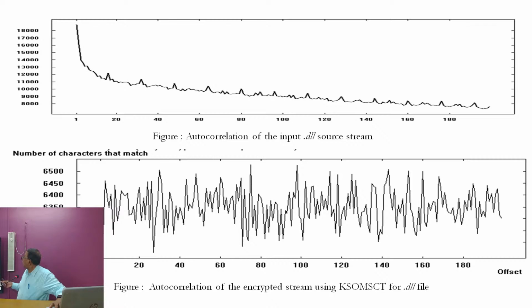Then autocorrelation we have computed. You see, this is the autocorrelation of the input source. Now how it is decorrelated, you can see that. This is a SOM network.